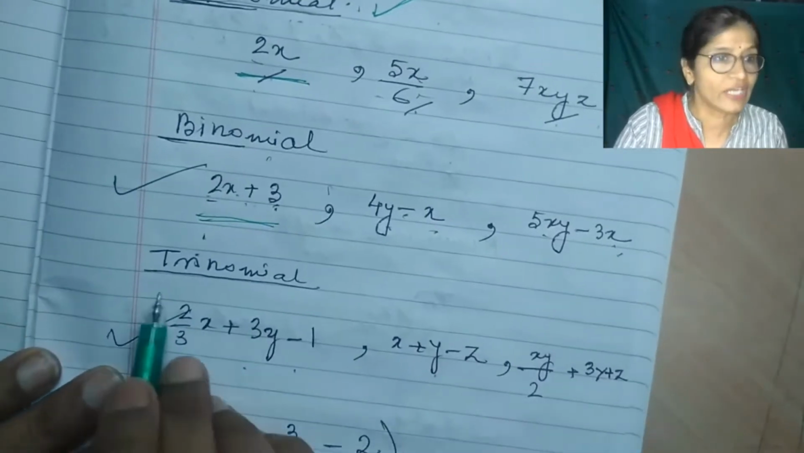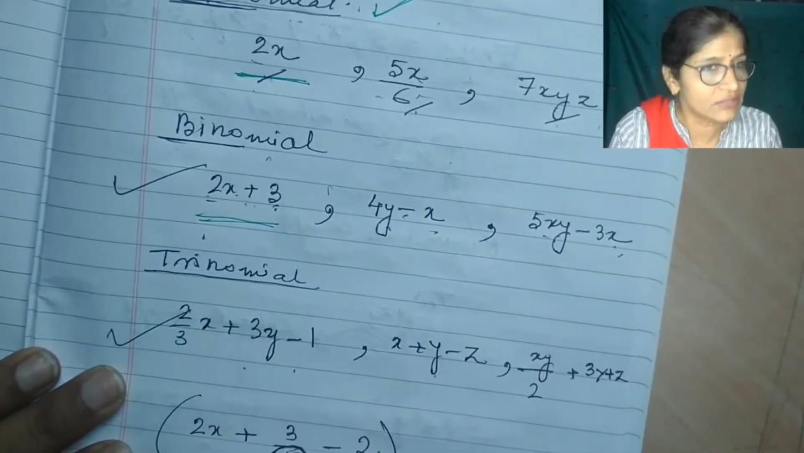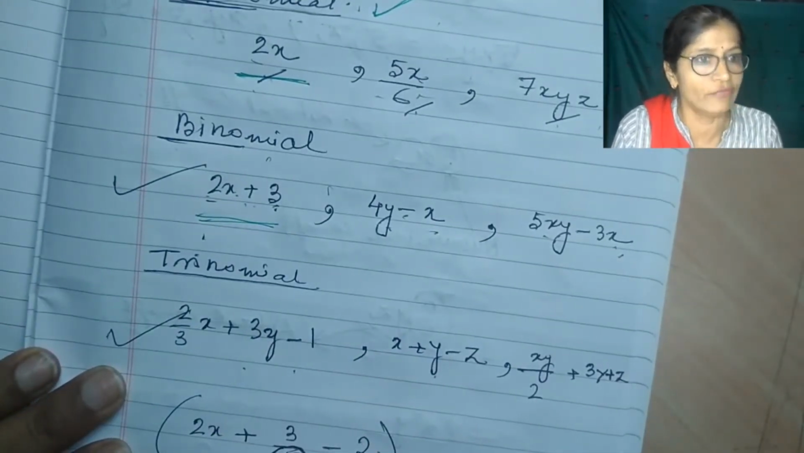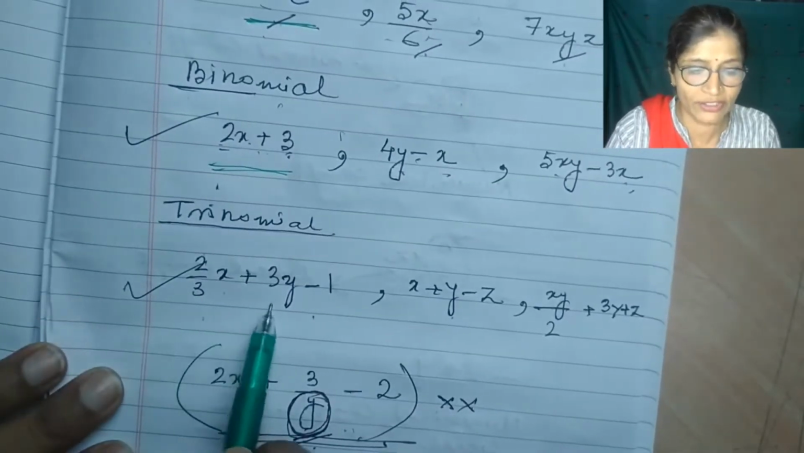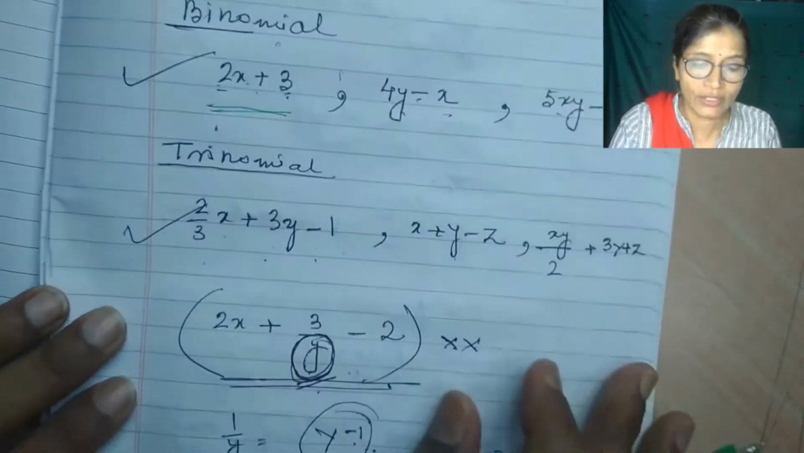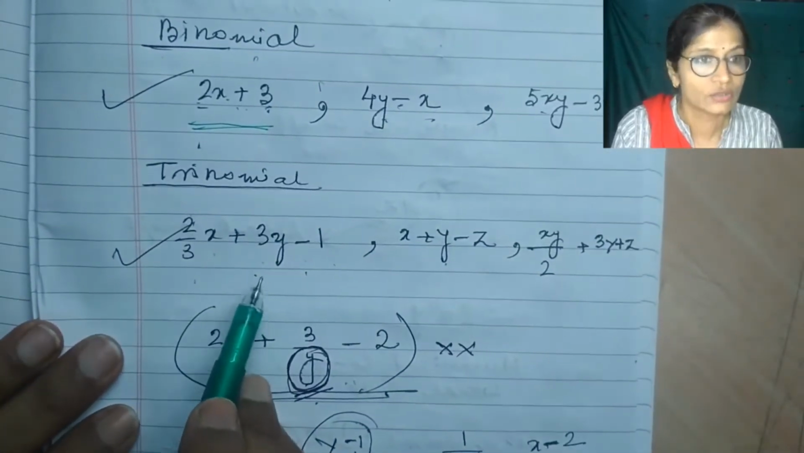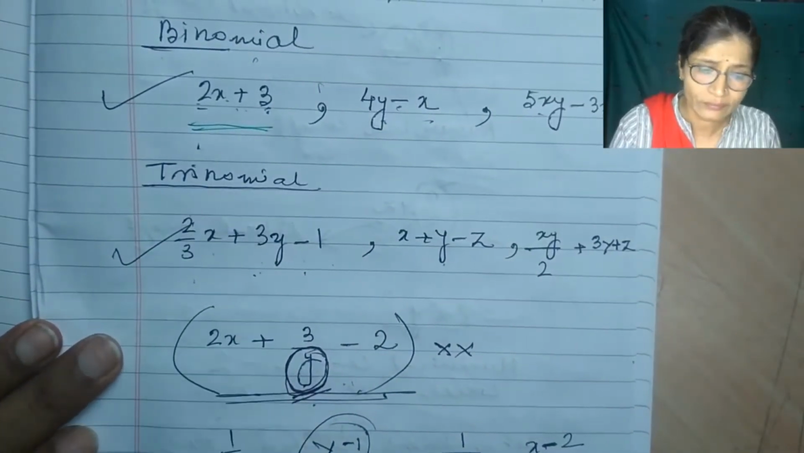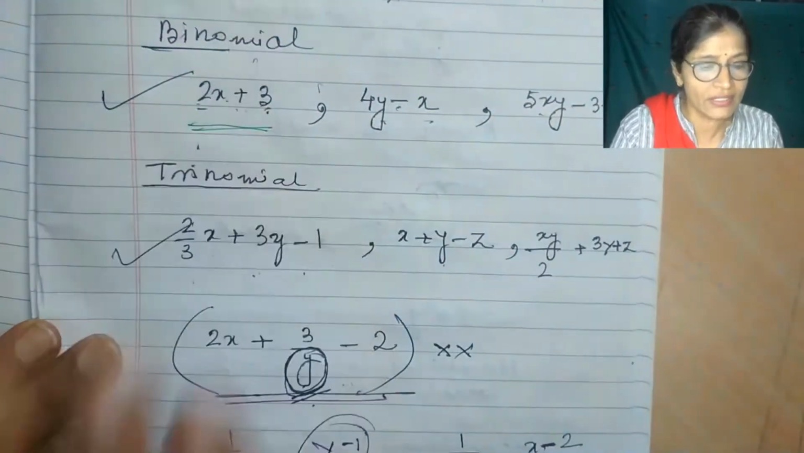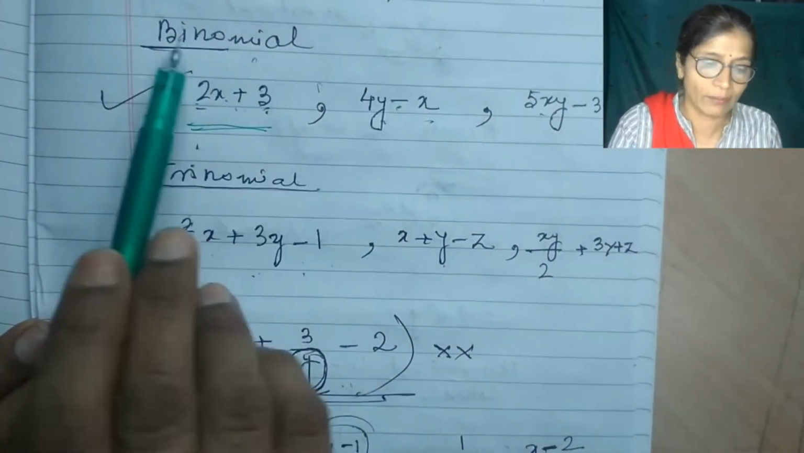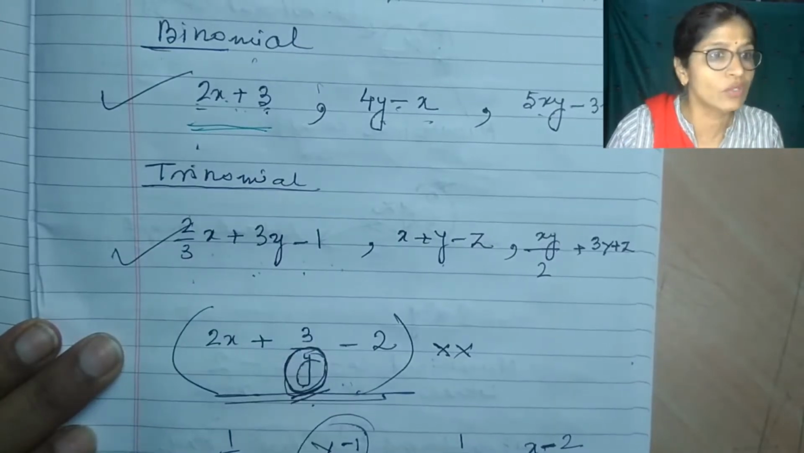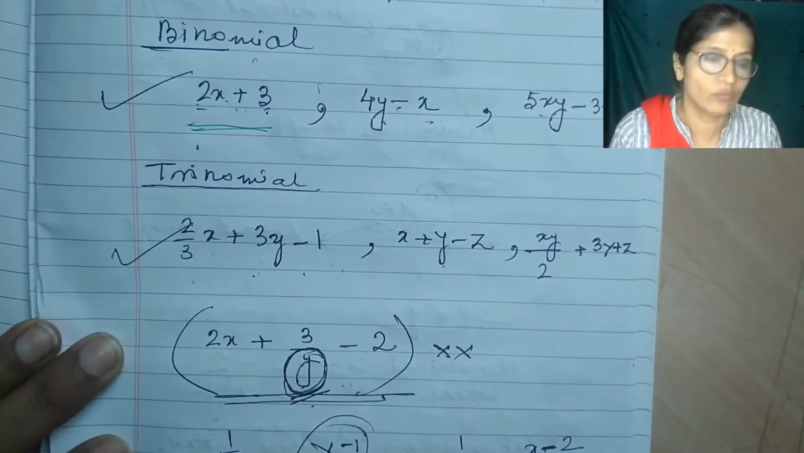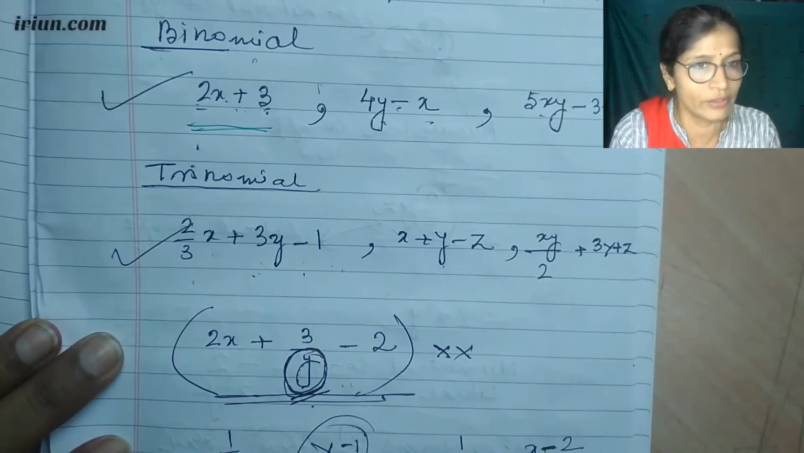A trinomial: when three terms are there in the expression, then we call it a trinomial, like 2 by 3x plus 3y minus 1. Here three terms are there, so this is a trinomial. So a monomial consists of only one term, a binomial two terms, and a trinomial has three terms. And if more than three terms are there, then we simply call it a polynomial.